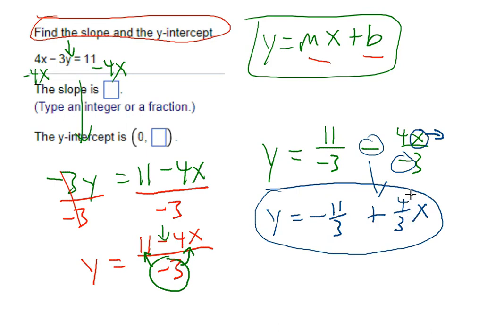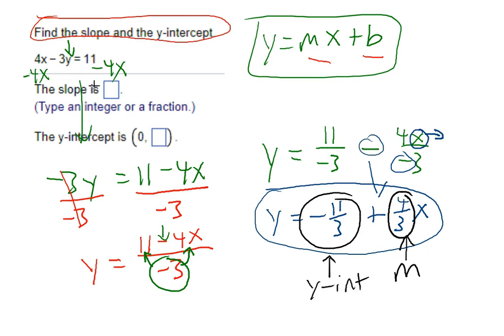The slope is the number being multiplied to x. So I have it in a slightly different order, but it's still easy to identify. It's the number in front of x. So this is my slope, which is indicated with an m, and this is my y-intercept, the constant term that's by itself. And so you type this in for the slope, 4 thirds, right? So you type in 4 thirds here. And then the y-intercept is 0, comma, whatever this number is here, which is negative 11 thirds.